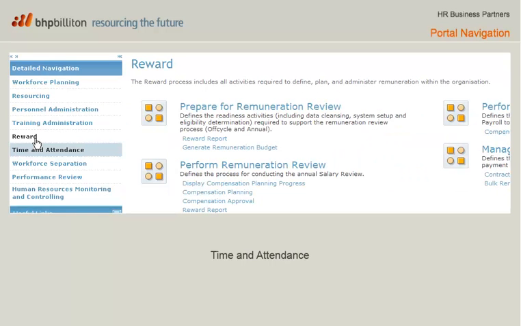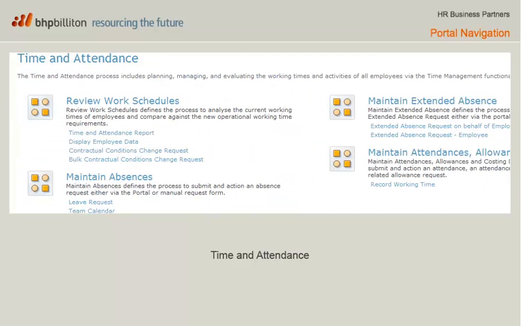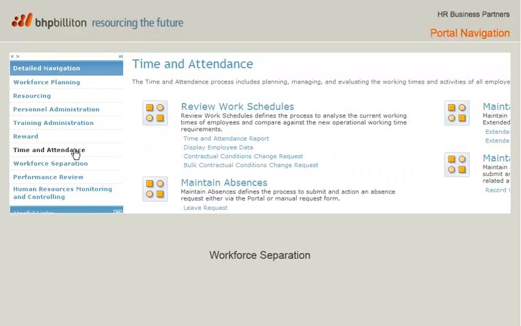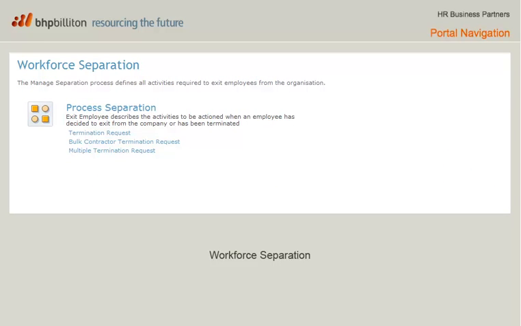Let's look at time and attendance. Click on the hyperlink. The time and attendance screen allows HR business partners to request changes to work schedules, leave requests and extended absences. The next section we will look at is workforce separation. Scroll back to the navigation pane. Select the Workforce Separation hyperlink. The Workforce Separation screen includes all activities relating to exiting a person from the organization.